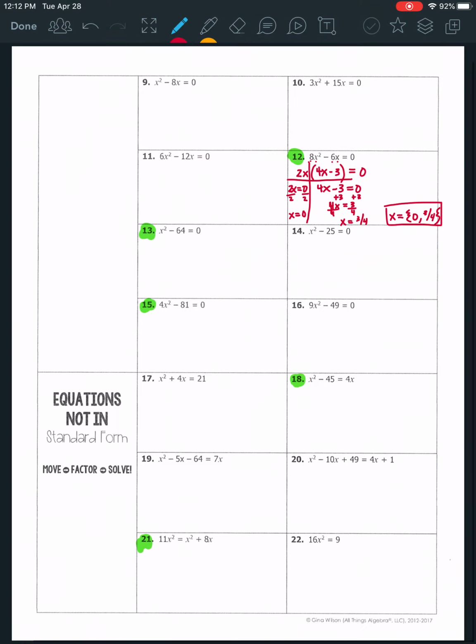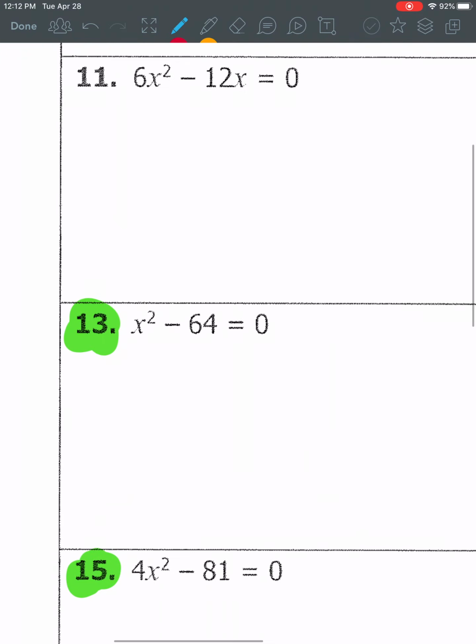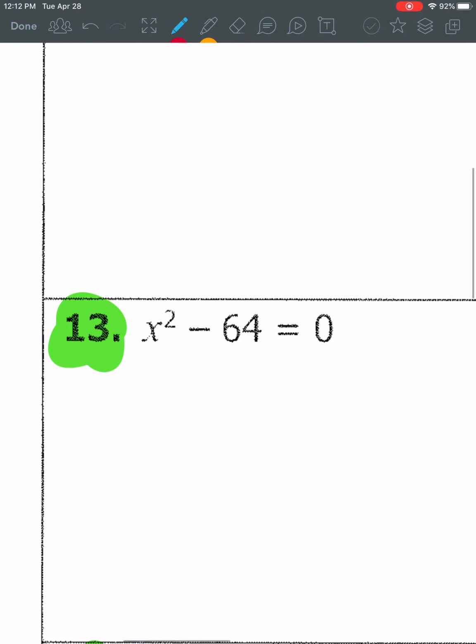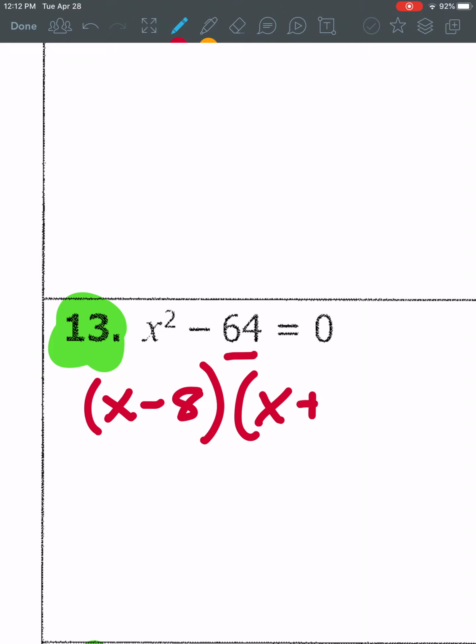All right. Let's look at this one. Now, 13 does not have a GCF besides 1. So this is an example. I know that this is a perfect square root. So this is one of our difference of squares. So x, the square root of 64 is 8. X minus 8, x plus 8.